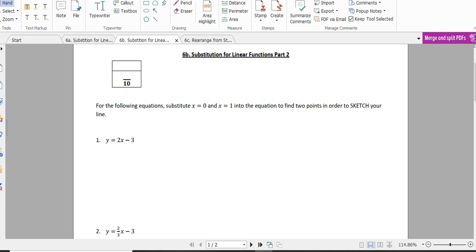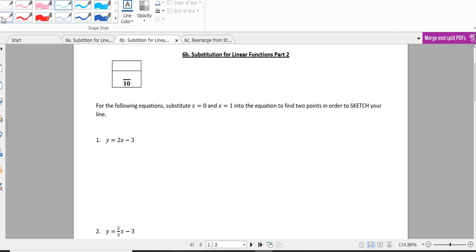So, it's the exact same thing as Part 1. Exact same thing, okay? Obviously different equations though. What I'm going to do is just do one example and you should be okay to do the rest. So again, x equals 0 and x equals 1 are the two points I'm going to use.